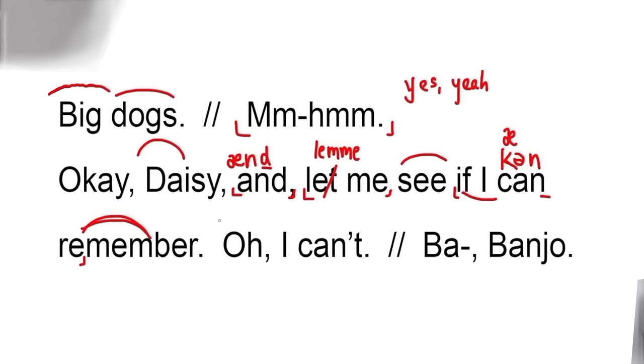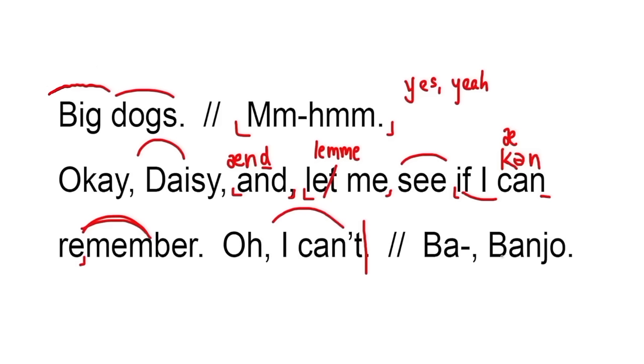Oh. Man. I say, oh, I can't. A stop here at the end where we stop the air, can't. An abrupt stop, the air stops in my nose because N is a nasal consonant. I can't. And I say, I can't. Say this at the same time that he is taking me out of my misery and giving me the right answer.